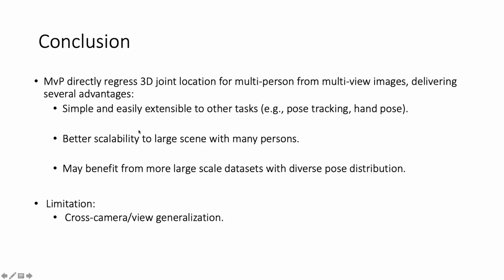Here comes a conclusion. MVP directly regresses the 3D body joint location for multi-person from multi-view images. It delivers several advantages. First, it is simple and easily extendable to other tasks like pose tracking and hand pose estimation. Second, it offers better scalability to large scene with many persons. And also, it potentially may benefit from more large-scale datasets with diverse pose distribution, as MVP is a learning-based method.